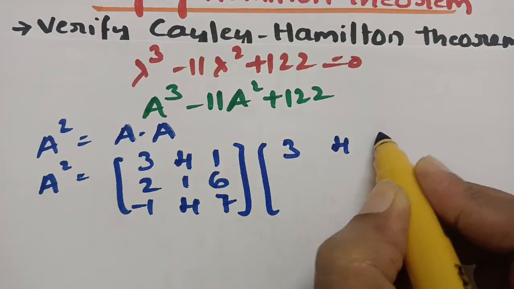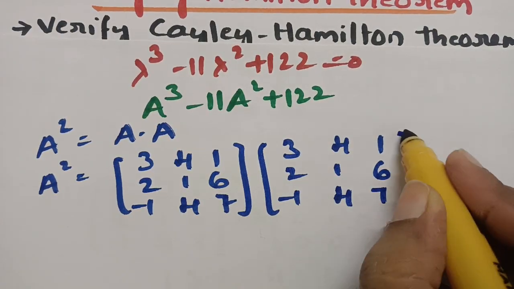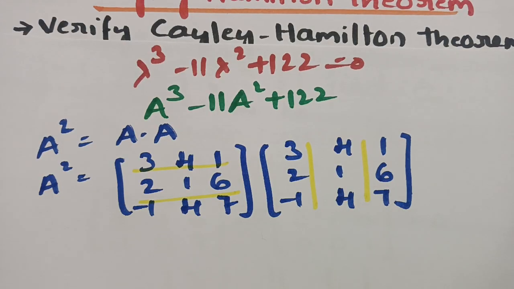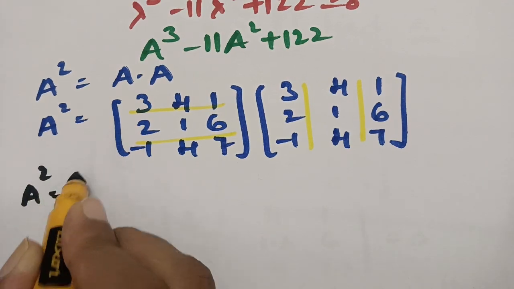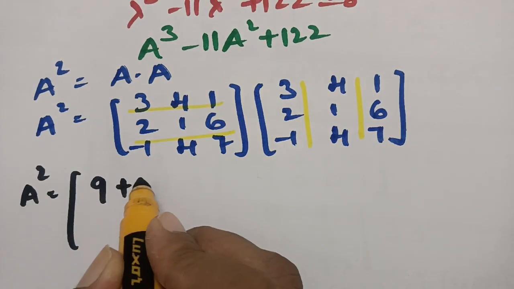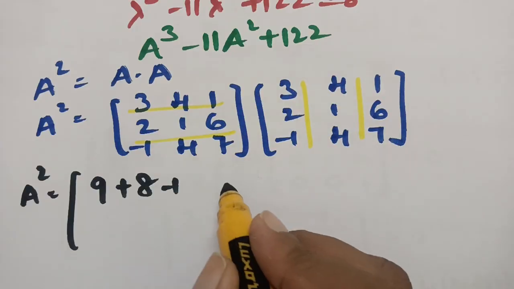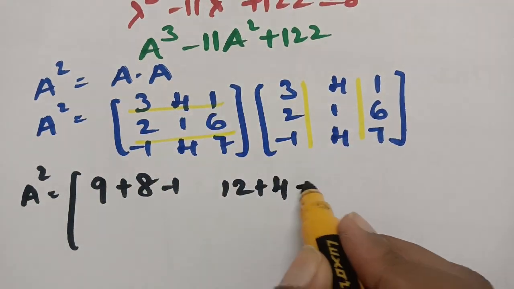So I have to write it two times and multiply. This is 341, this is 216, and this is minus 147. Clear? And now for multiplying, I have to multiply these two, and every time I have to go like this. So A square value is equal to, see, 3 3s are 9 plus 4 2s are 8, this is 1 into minus 1, minus 1. Then 3 4s are 12, this is 4 1s are 4, and this value is plus 4.